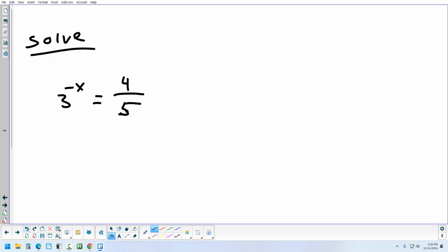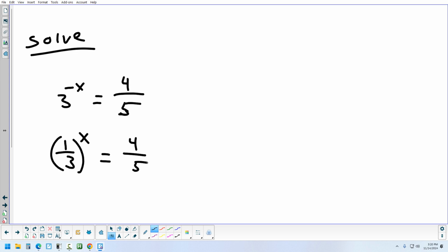When you have a negative, what does that mean? If I wanted to rewrite that without a negative, we kind of did this when we talked about growth and decay. Wouldn't the base flip? Yeah, so what would the base be? 1/3. Okay, so it would be 1/3 to the x equals 4/5. Yep. Now we have to get x by itself.